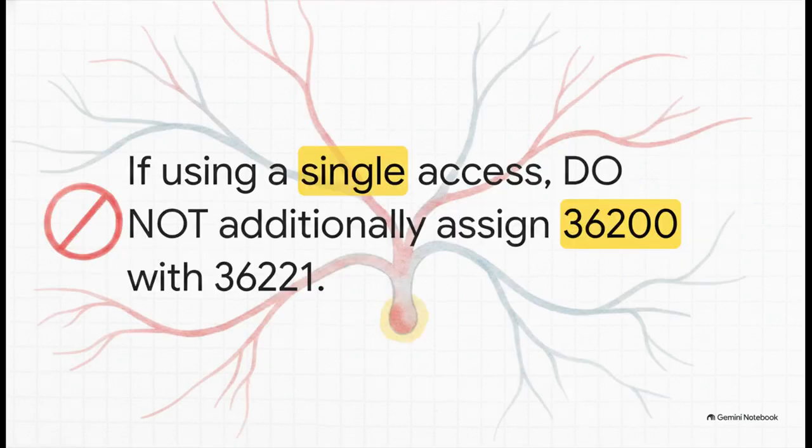So, the crucial point we need to emphasize here is a major exclusion rule. Let's say multiple anatomic areas are being studied, right? But they all originate from a single vascular access point. In that very specific scenario, you do not additionally assign code 36200 along with your 36221. Trust me, that is a massive compliance pitfall, so definitely keep that one firmly in your back pocket.